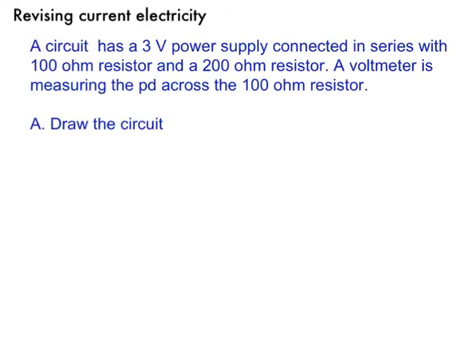Our next question is going to be looking at the rules for current and potential difference and resistance in a circuit, and how we can actually calculate some of those values. So if we have a little look at our question here, a circuit has a 3-volt power supply connected in series with a 100 ohm resistor and a 200 ohm resistor. A voltmeter is measuring the potential difference across the 100 ohm resistor. So part A of the question is asking us basically just draw the circuit as described there.